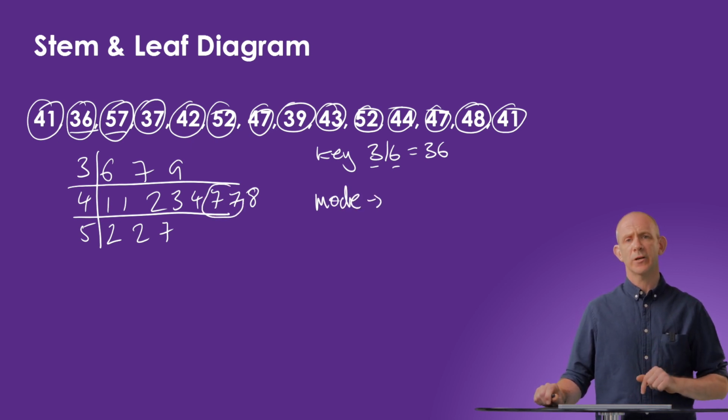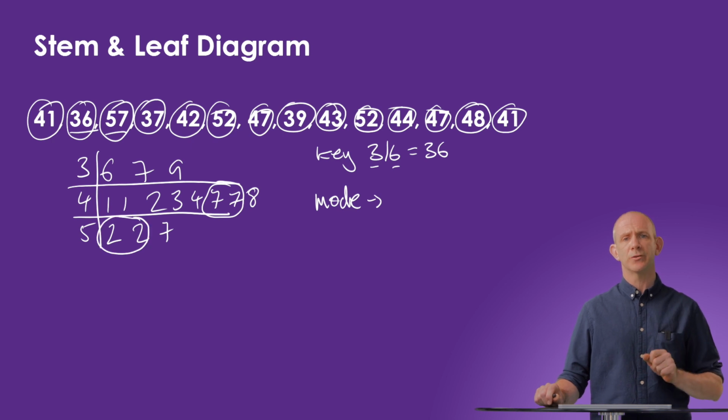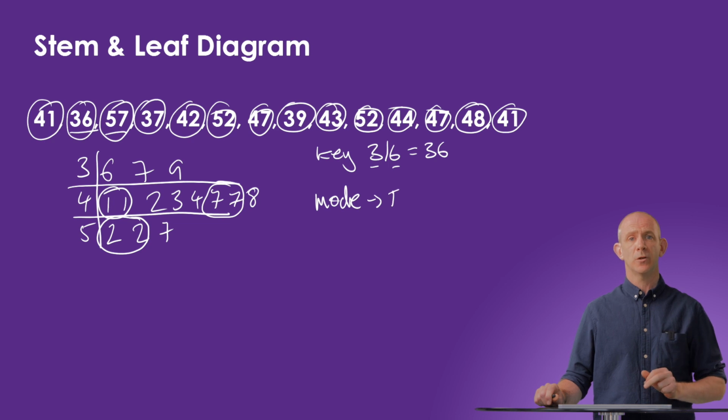With this stem and leaf diagram, there's three numbers with quantities of 2: 41, 47 and 52. So we can say that this data set is trimodal.